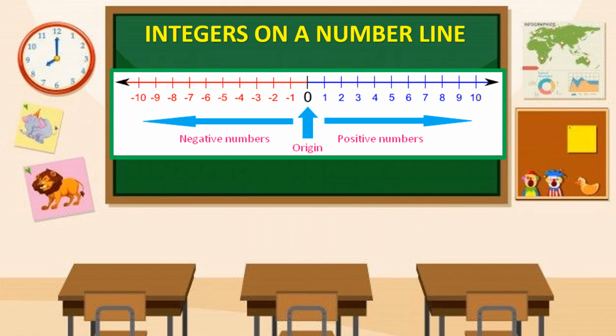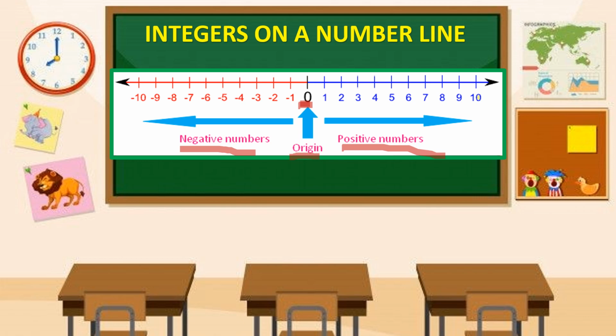Now, we have here the integers on a number line. So, just like on the previous example a while ago, as from the start, we say that 0 here represents the origin. And all the numbers on the right side of 0 are what we call positive numbers. And on the left side, we have here the negative numbers.